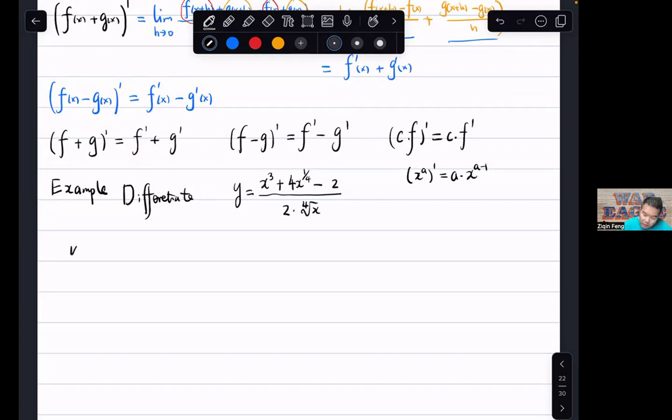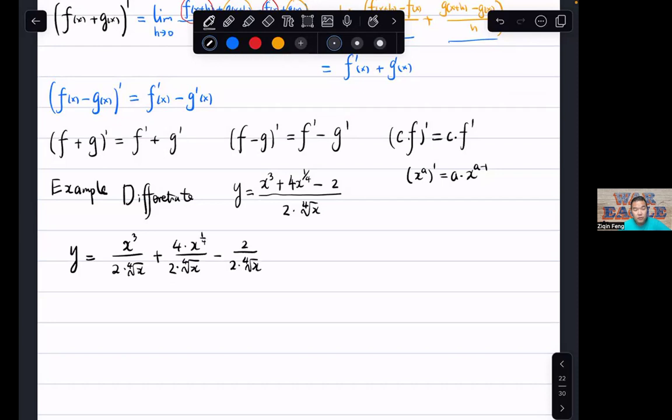So y here is equal to, because we don't like the quotient, so we just split it. You get x cubed over 2 times the fourth root of x, plus 4 times x to the 1 over 4 over the fourth root of x times 2, and minus 2 over 2 times the fourth root of x.